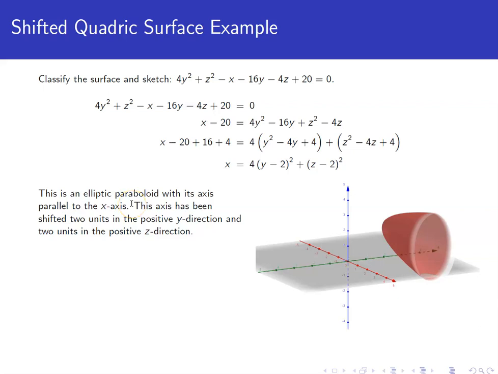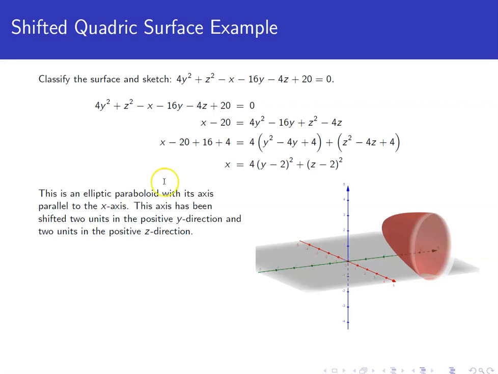In this video, we're going to look at an example of a quadratic surface that's been shifted. So this one asks us to classify the surface and sketch 4y squared plus z squared minus x minus 16y minus 4z plus 20 equals 0.